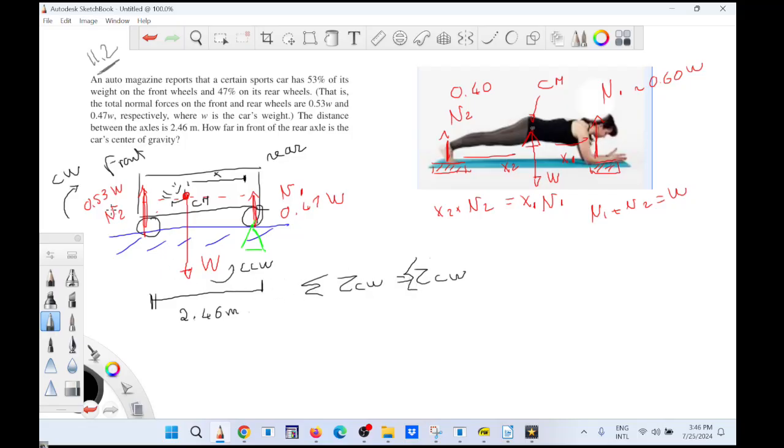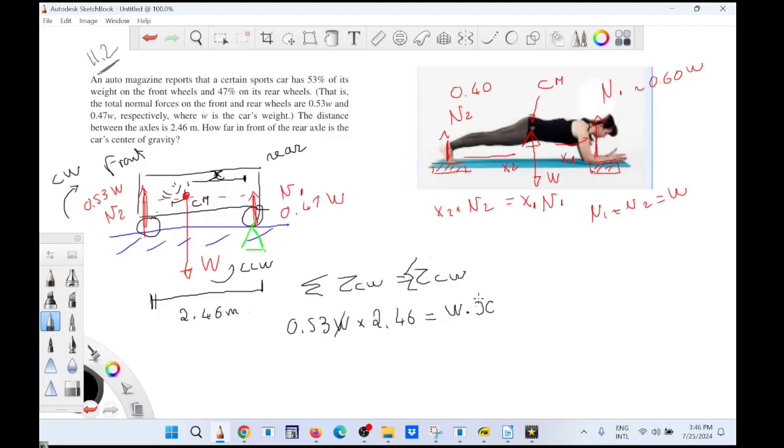So clockwise, that's going to be here. So it's going to be N2, which is 0.53 times the weight times the distance to the fulcrum. That's going to be 2.46 equals clockwise. It's going to be this one. So it's going to be just the weight times x. Okay, I'm going to call that x here.